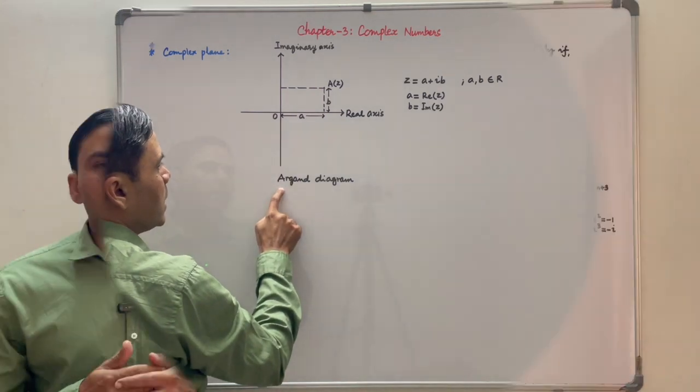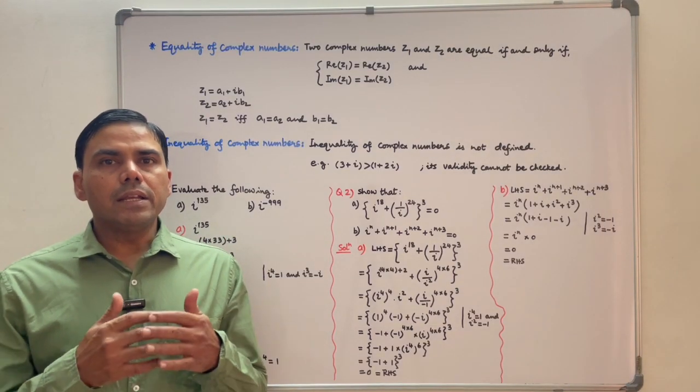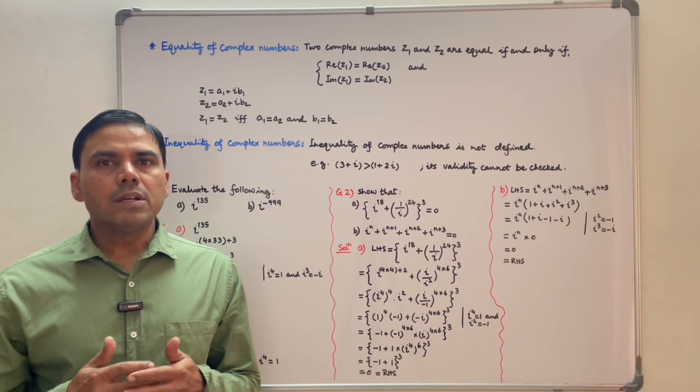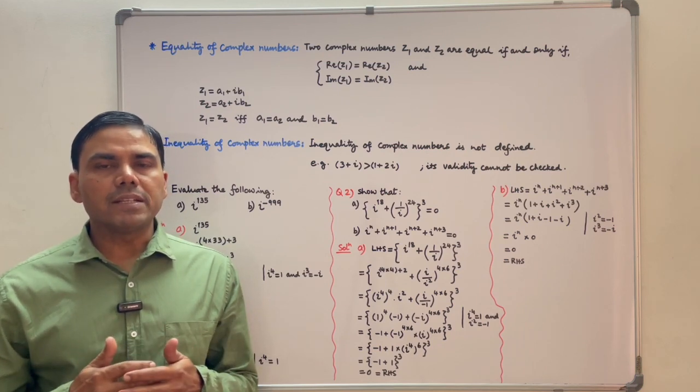This is the Argand diagram. Now let us see equality and inequality of complex numbers. First we will see equality of complex numbers.